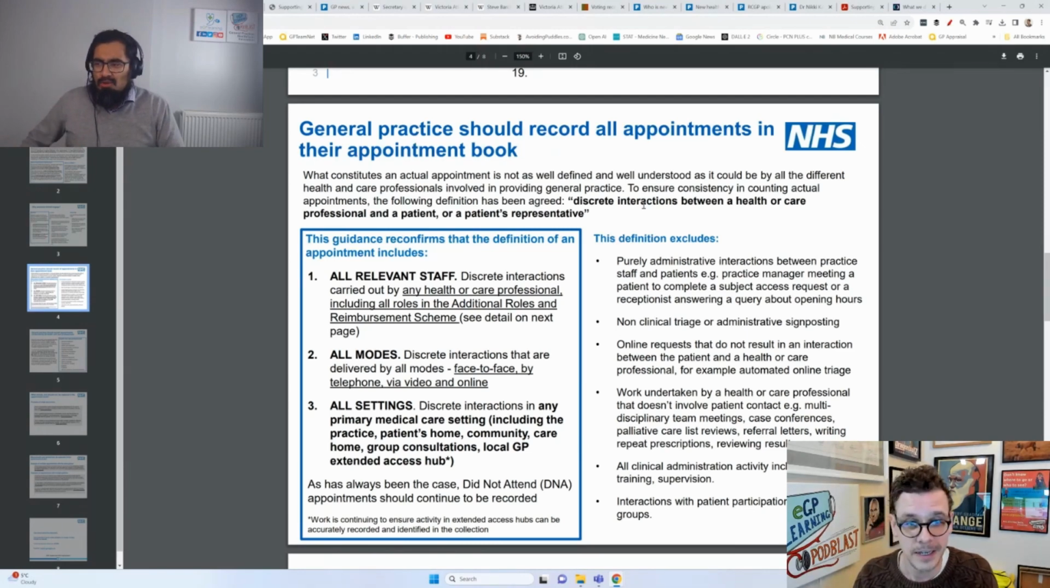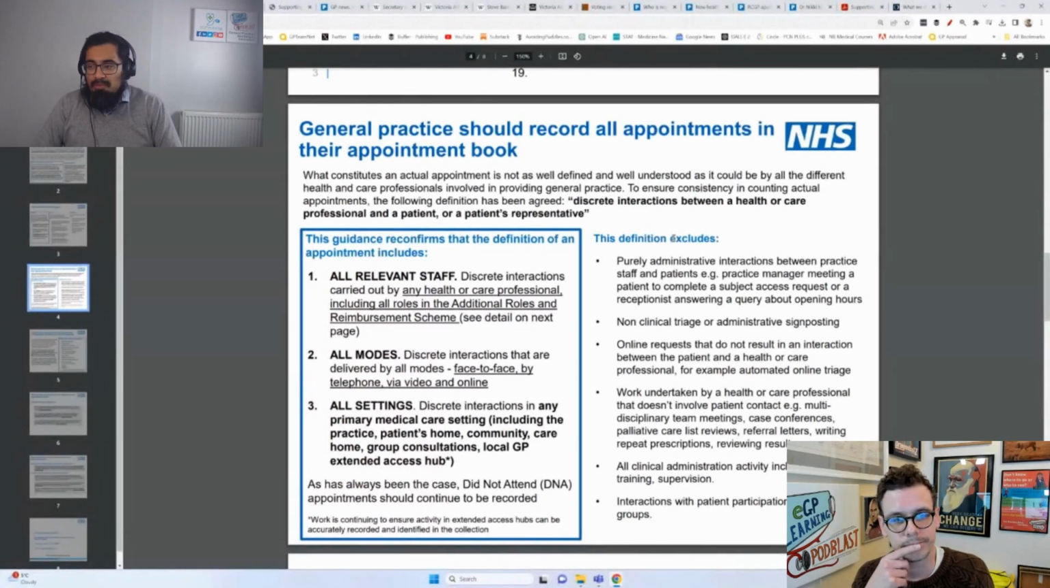Yep. So number 1 is purely administrative interactions within the practice. So this is things like your practice manager meeting with staff, or a patient to complete a subject access request, and various things around that. So something that doesn't seem to include an element of clinical interaction won't count as an appointment.